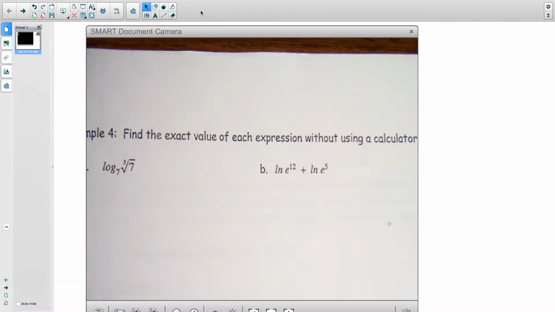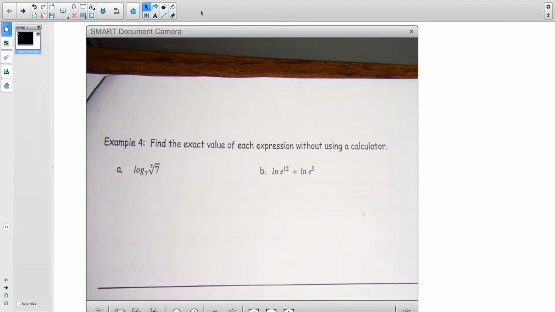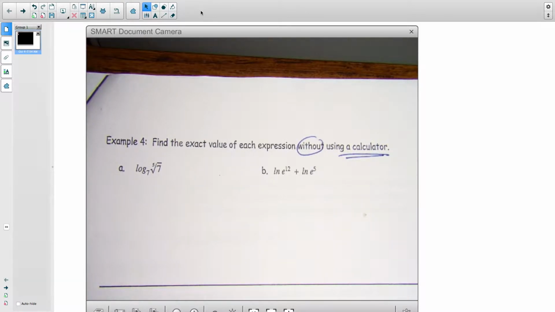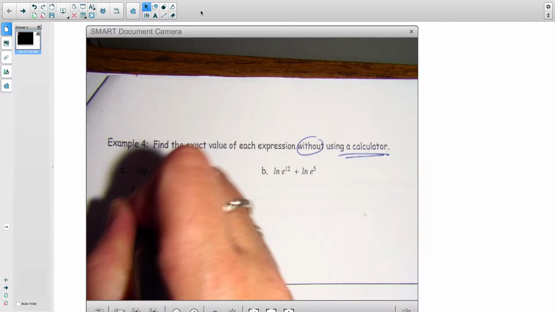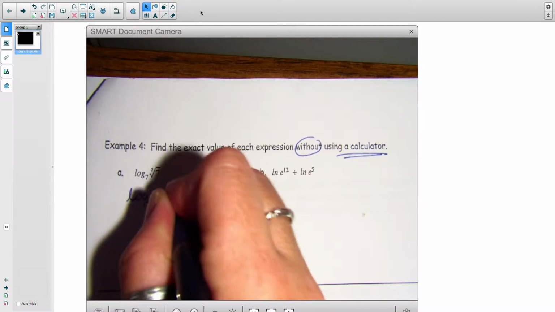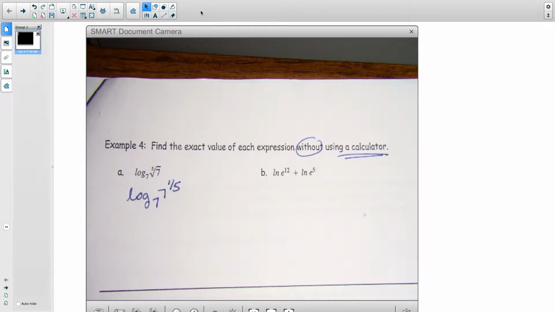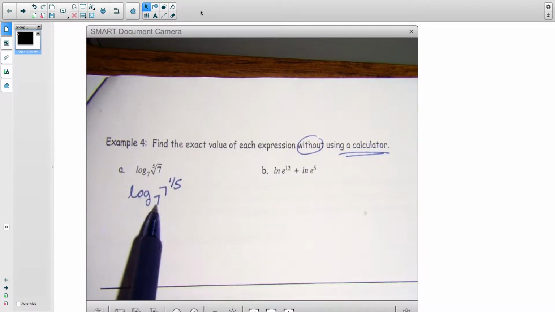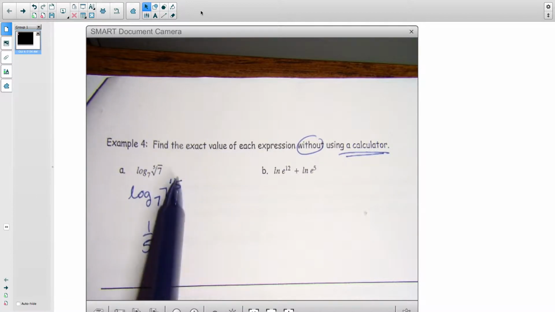Find the exact value of each without the use of that calculator that's sitting on your desk. How can I write 5 square root 7 and get rid of that square root symbol? The 5th root of 7. 7 to the 1/5. Then I believe from yesterday's property, what does this equal? 1/5. From yesterday, the log, if the two bases are the same, our answers are exponents.